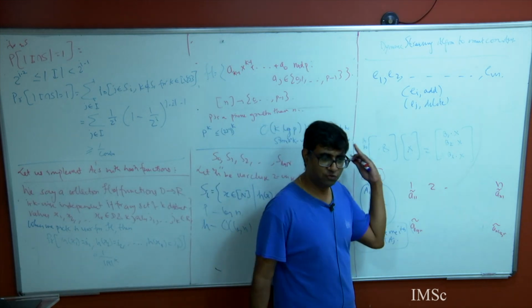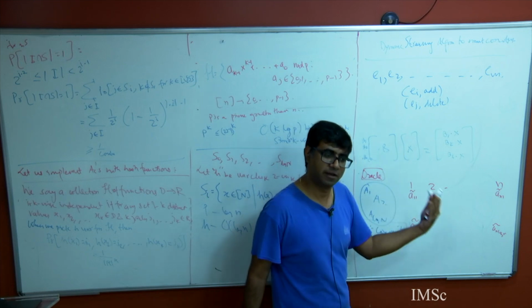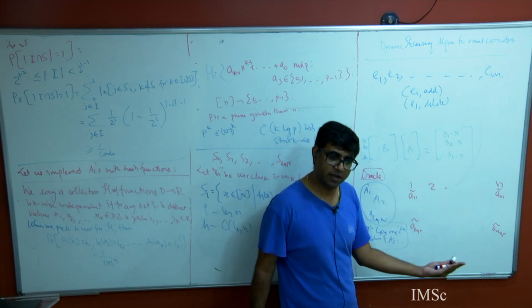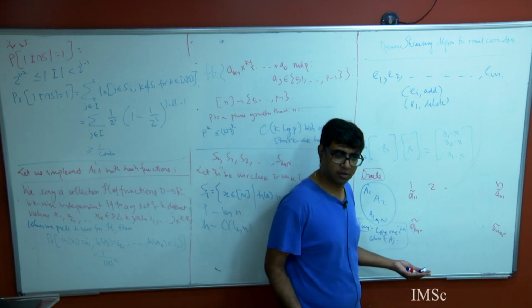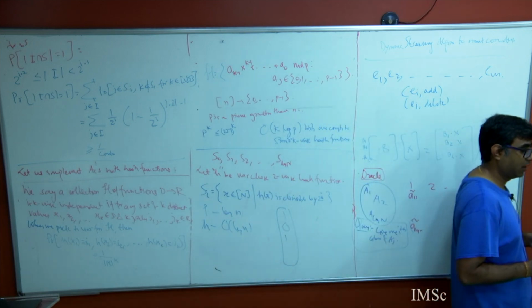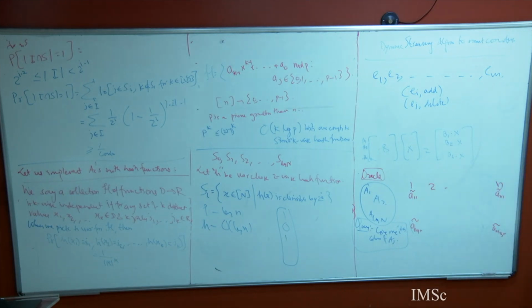For A1, I will use one hash function. For A2, I will use another hash function. For A log n, I will use another hash function. So order log square n bits. Agreed? So if I know my h, and this is how I'm going to construct Si, then if you give me an index, I can generate that column by computing h of x and looking at which powers of 2, 2 to the power i, divide it. If it divides, I put 1, otherwise I put 0. I have got my column, right?